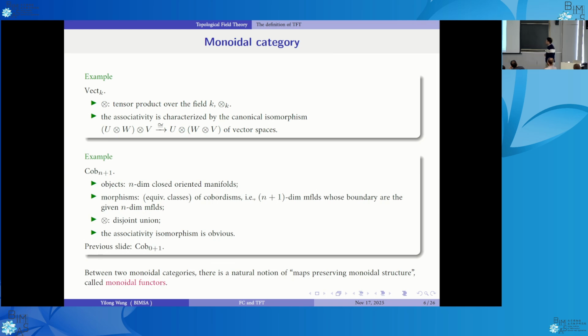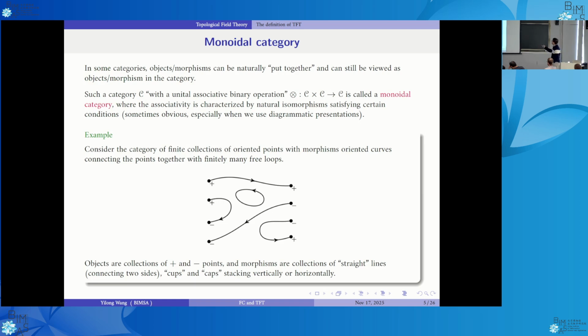And as another example, we can consider the cobordism category, where objects are n-dimensional closed oriented manifolds, and morphisms are equivalence classes of cobordisms, (n+1)-dimensional higher manifolds bounding the given manifolds. And the natural tensor product structure is given by disjoint union. In the previous slide, we just showed a morphism in the category called 0+1. Zero-dimensional manifolds are just oriented points, and a one-manifold.